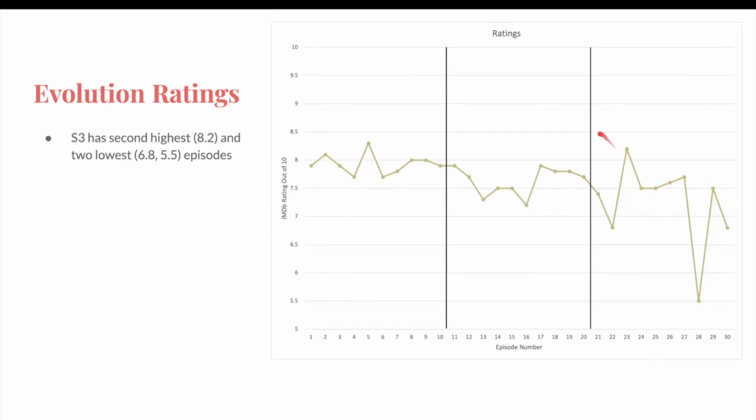But season 3 has the second highest rated, 8.2, and the 2 lowest rated, 6.8 and 5.5, episodes of Evolution, and the least consistent ratings are in season 3. You can see it jumps around the most. I also noticed that all 3 seasons have a slightly lower finale, with season 3's finale being much lower. And you can just visually see how much the consistency of the episodes changed with each coming season.